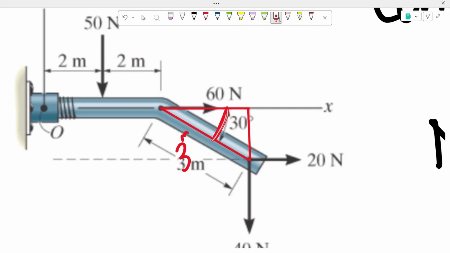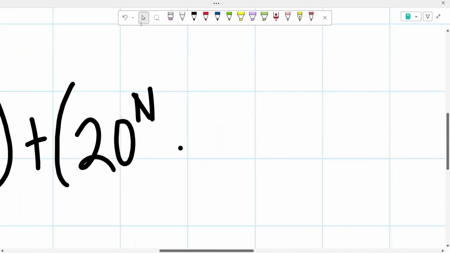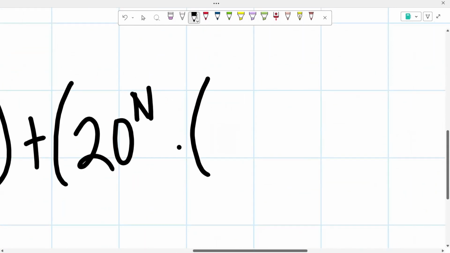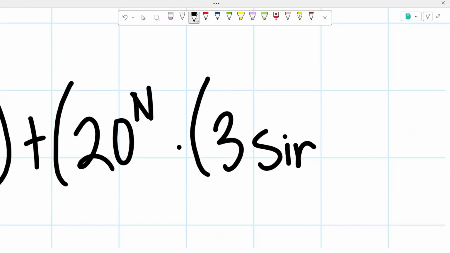With correspondence to this angle right here, this is the opposite side of that angle, and we know the hypotenuse with correspondence to that angle, which is why we're going to multiply this 3 meters times the sine of 30 degrees, because sine is opposite over hypotenuse. And that will give us the distance that we need right here. So from there, we're going to move on. And so we have our force, 20 newtons, times our distance, and we know that our distance is equal to 3 times sine of 30 degrees.